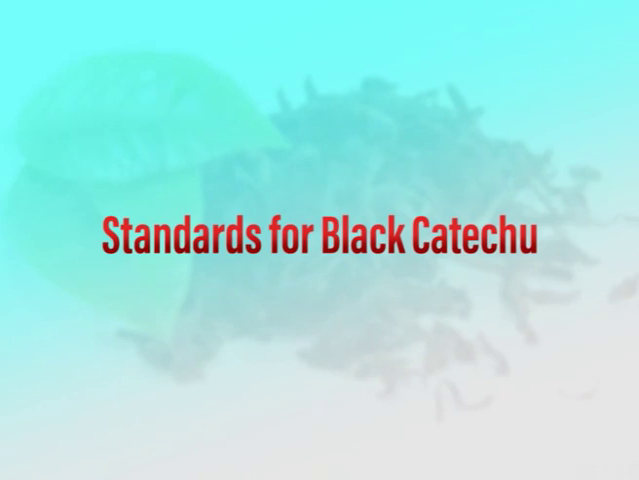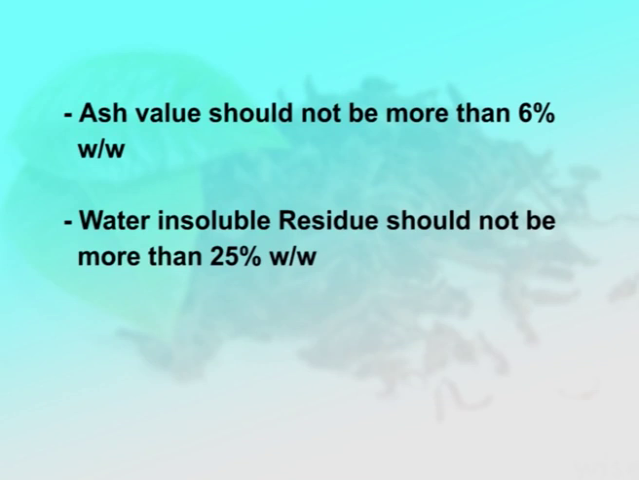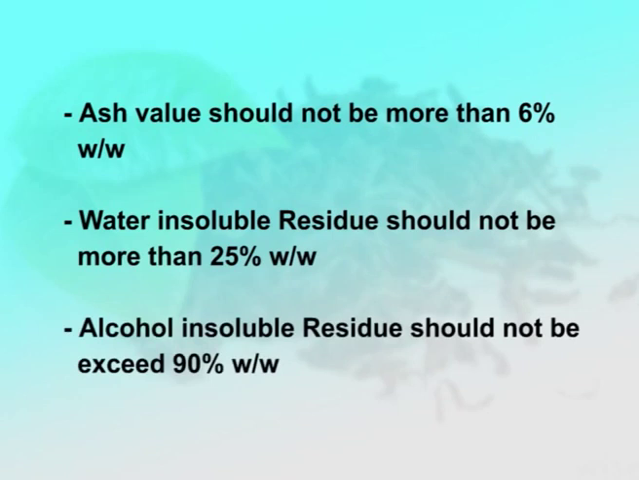Now I am coming to the standards for black catechu. Under the standards, its ash value should not be more than 6% weight by weight, and water insoluble residue should not be more than 25% weight by weight. Further, the alcohol insoluble residue should not exceed 90% weight by weight.